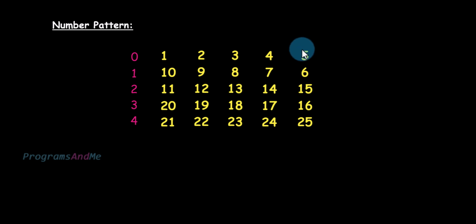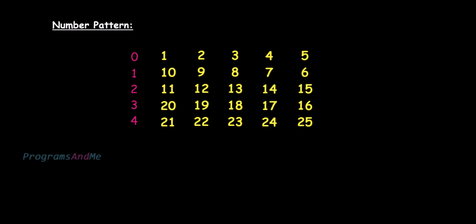So if I add 5 to this value 5, then I'll get 10. If I add value 5 to this value 6, then I'll get 11. 15 plus 5, I'll get 20. 16 plus 5, I'll get 21. What is 5 here? 5 is actually the number of rows or columns of this pattern. So to get the first value of every row, I need to add the number of rows to the previous value. So this is about the pattern, the shape of the pattern and the numbers we want to print.